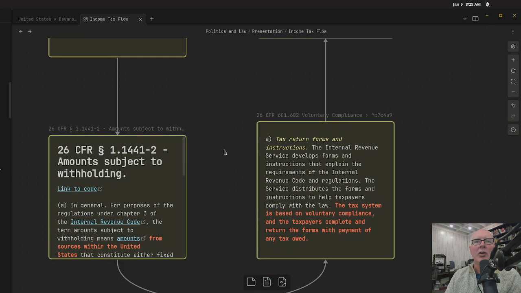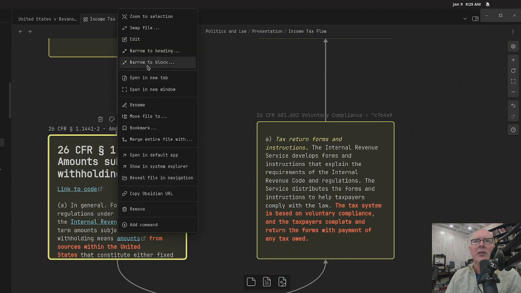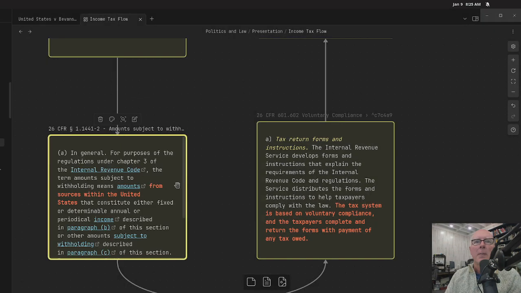So now we're going to go down here. Let me fix this thing here. So now we're down here looking at the amount subject to withholding. So it says, in general, for purposes of the regulations under this chapter, the Internal Revenue Code, the term amount subject to withholding means amounts from sources within the United States. So all the rest of this is irrelevant. It's amounts from sources within the United States. The United States is the District of Columbia with respect to this entire code.